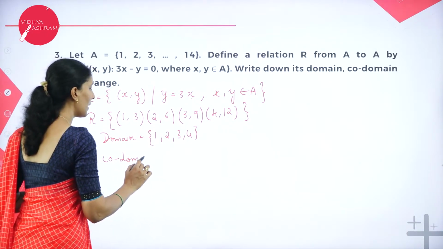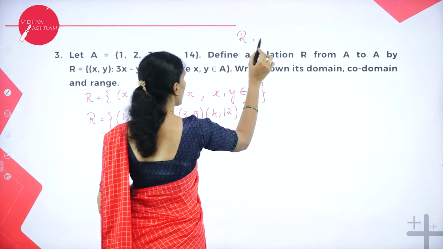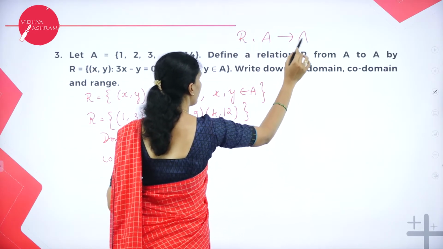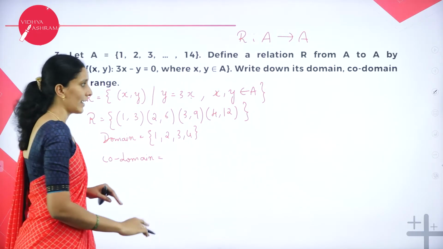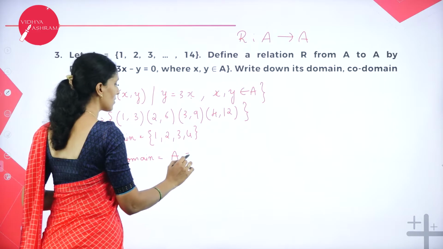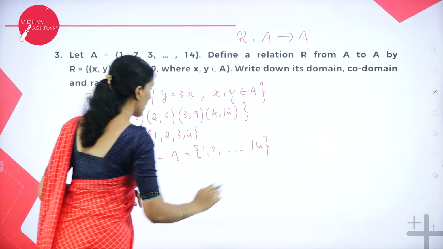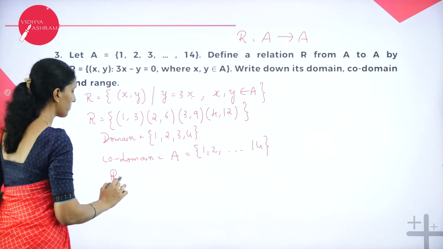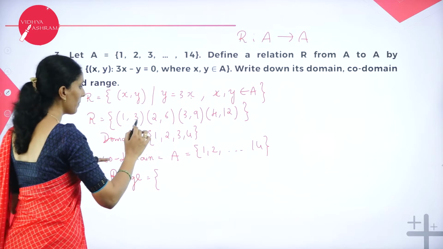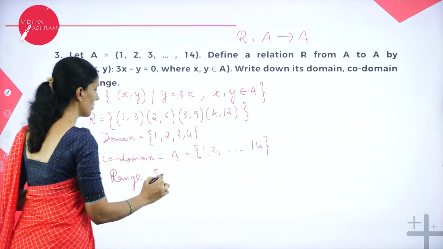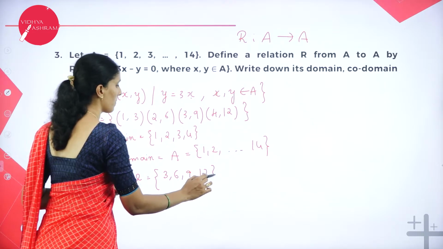Codomain is the complete second set. Since we are defining a relation from A to A, our first and second set are the same. Codomain is nothing but the complete second set, that is A, all the elements from 1 to 14. Next, range. Range is only the images of these ordered pairs. Image is nothing but the second elements. So 3, 6, 9, 12.